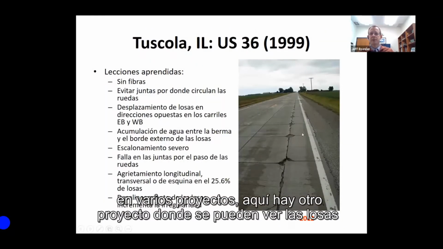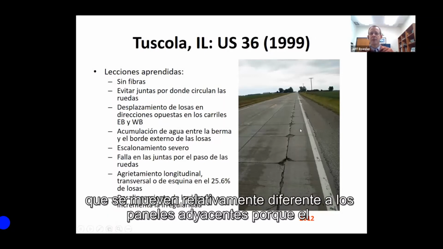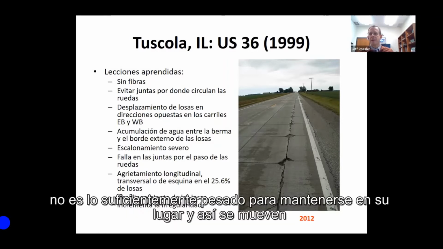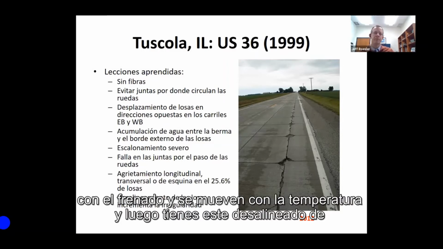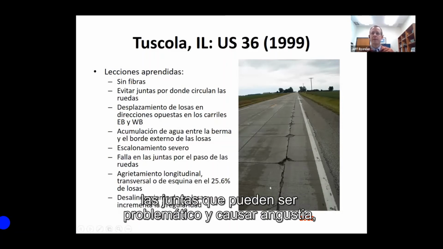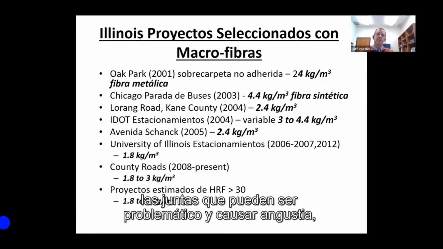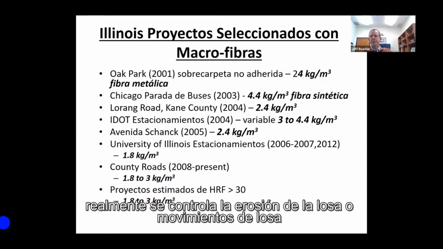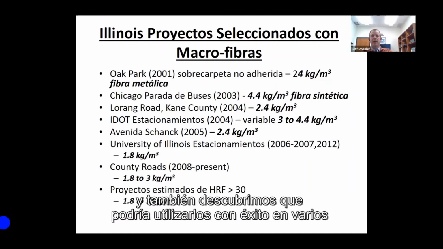Here's another project where you can see the slabs are moving differently than the adjacent panels, because the plain concrete of these relatively thin slabs is not heavy enough to keep them in place. So they move with braking, they move with temperature, and then you have this misalignment of joints that can be problematic and cause distress. We actually found that by just adding fibers, we really controlled the slab migration or slab movements a lot.